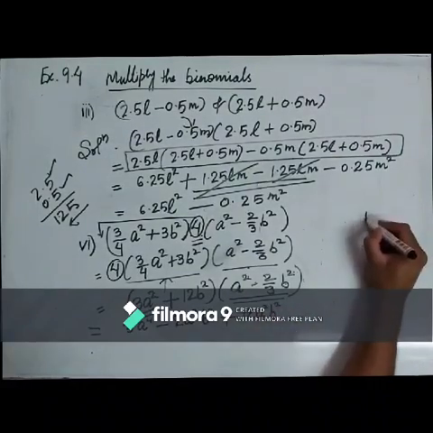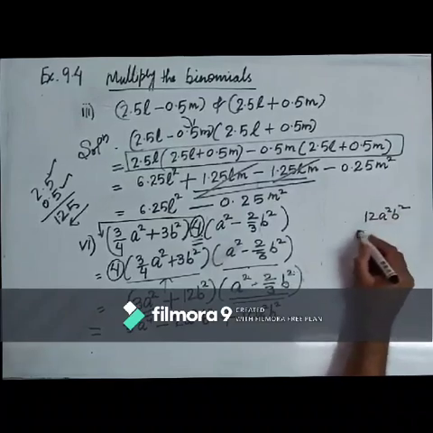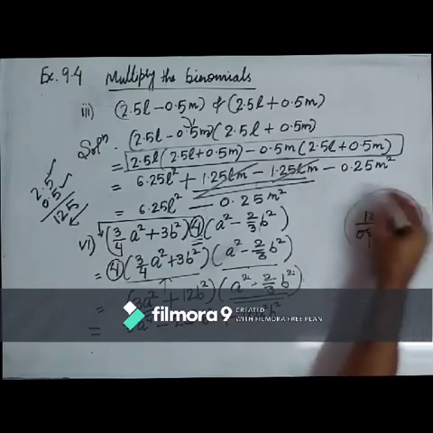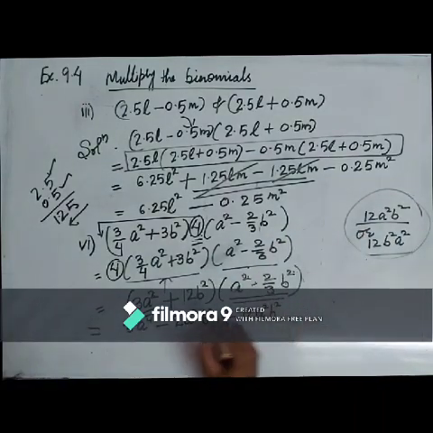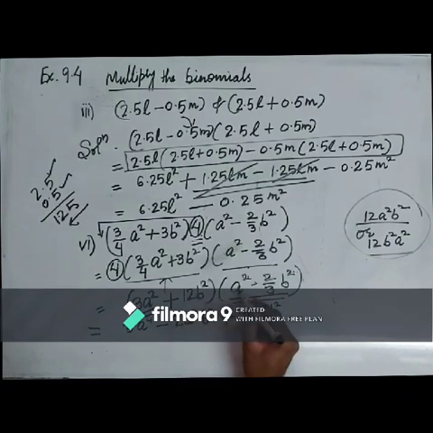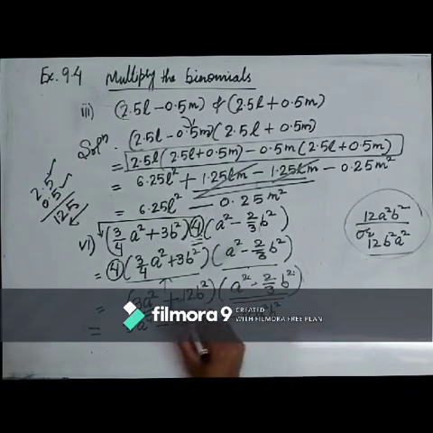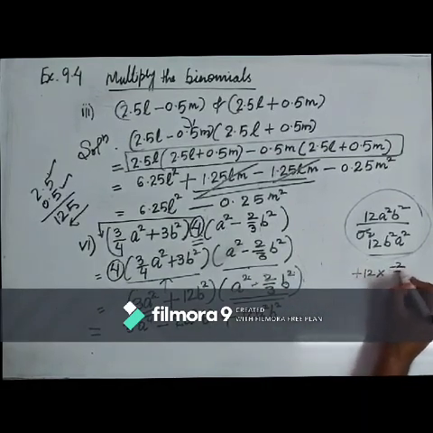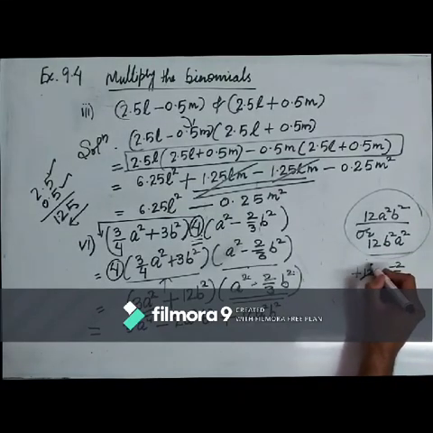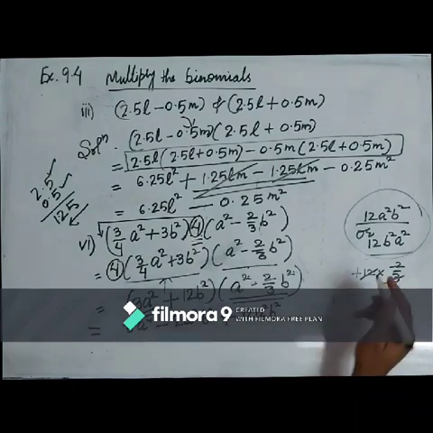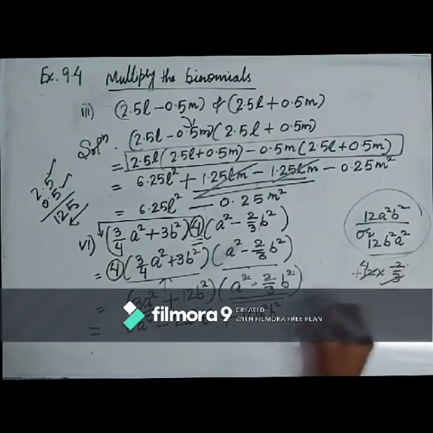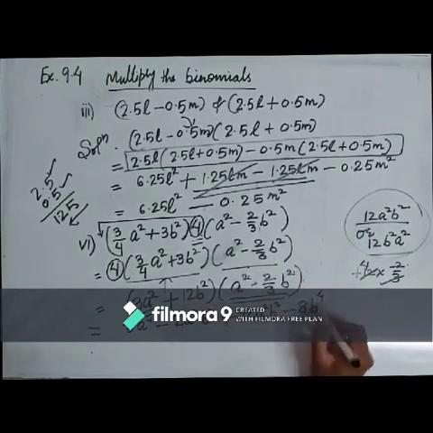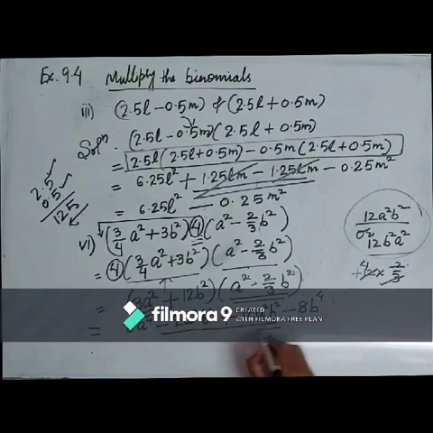So no need to worry about 12 a square b square, or you can write 12 b square a square. These two are the same thing. So this is 12 b square a square, this is 12 a square b square, and now plus 12 multiplied by minus 2 by 3, so 3 will cancel out 12 and give you 4 here. 4 into minus 2 is minus 8 b square, which will give you b raised to power 4. So now these two terms are.